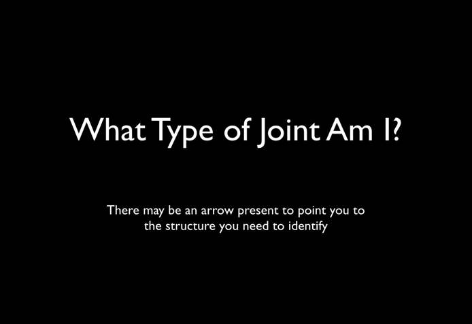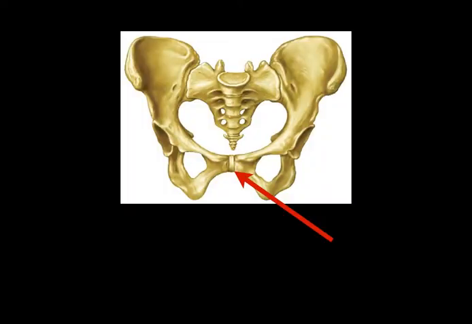Ready? Okay, here we go. First joint, indicated by this red arrow. What type is it? How much movement is there? And then which joint is it specifically?